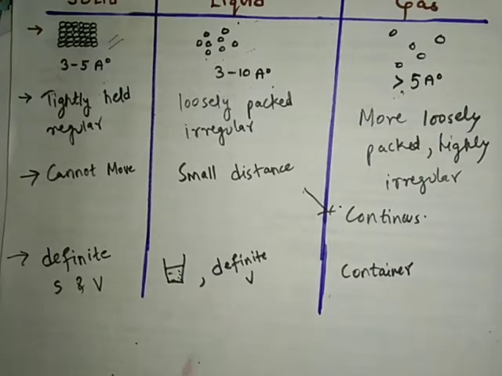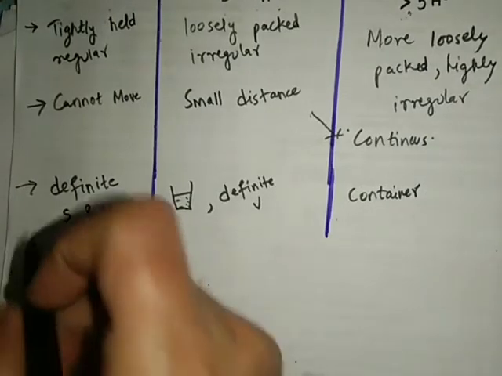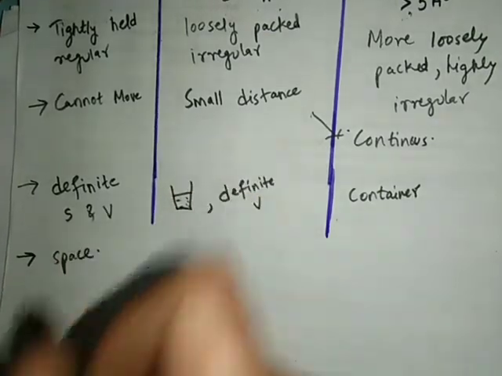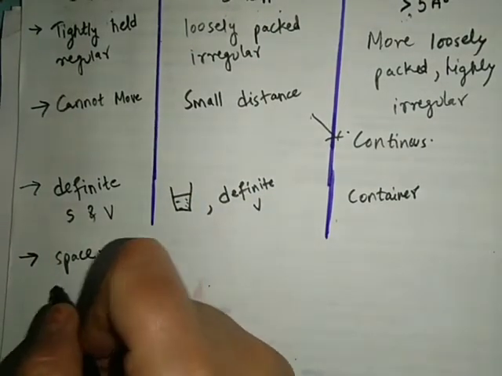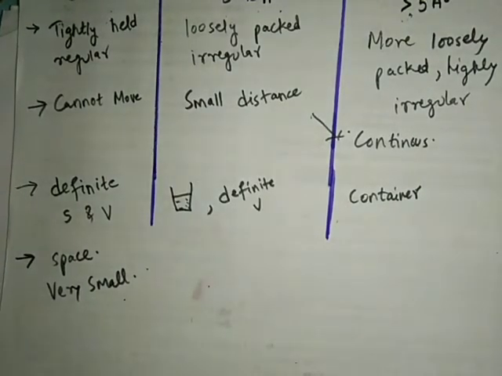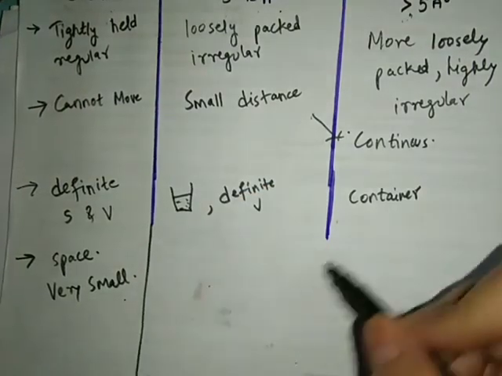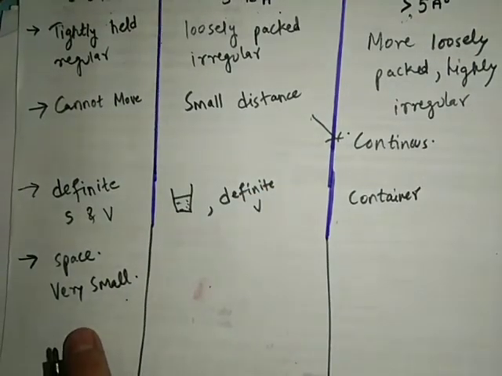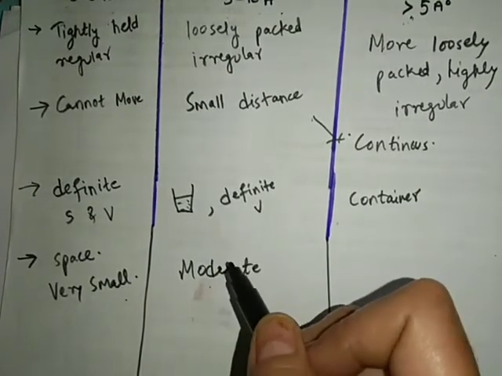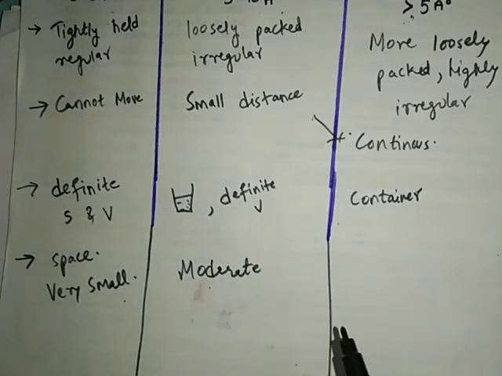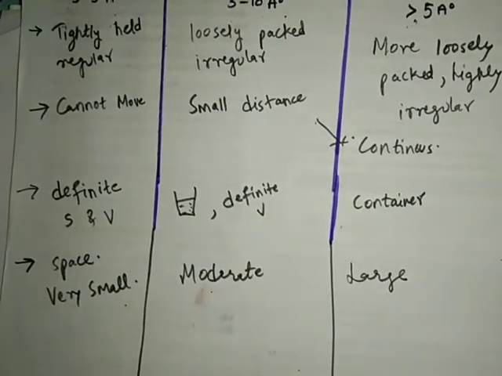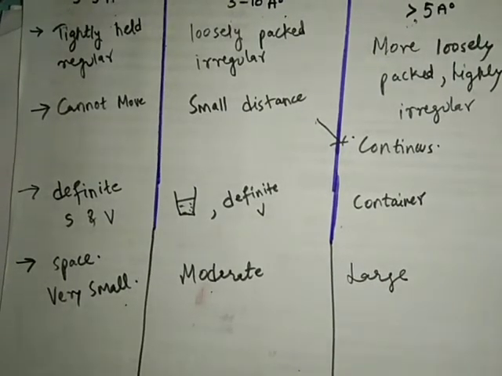Now what about the intermolecular spaces between the three physical states? This intermolecular space is very small in case of solids, because the atoms are very close to each other, so the space is very less. Now this space becomes moderate when I come to the liquid state, because atoms have now started moving a little away from each other. But when I come to the gaseous state, the distance between the molecules is very large.